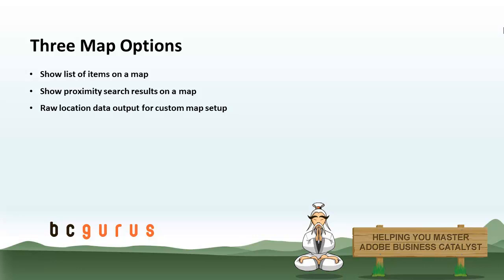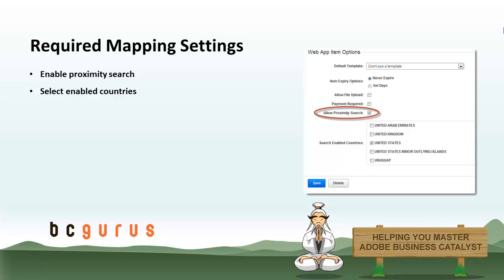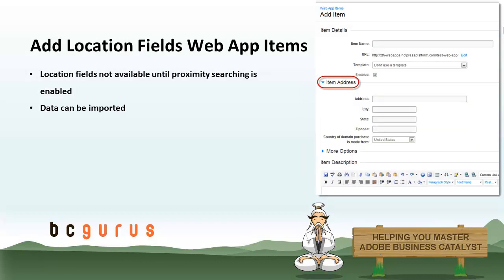I'll point out where you can get the information, but that goes into some deep JavaScript stuff, and so we'll cover getting the data. There are some settings you have to go through in order for any of this to work. We'll cover those in just a minute, how you get that set up. And once you do have that set up, some additional fields will become available so you can input the address and things like that. And so we'll go through that.